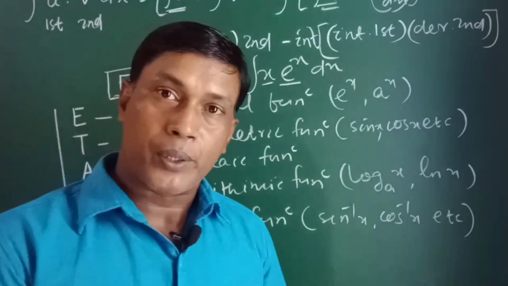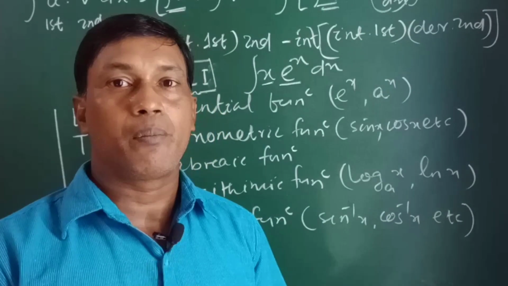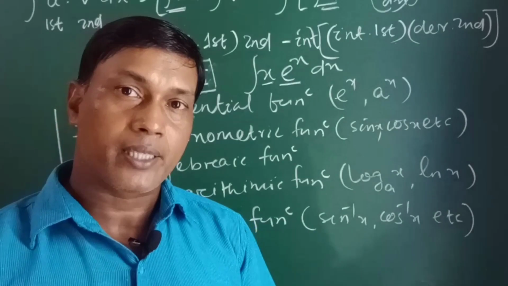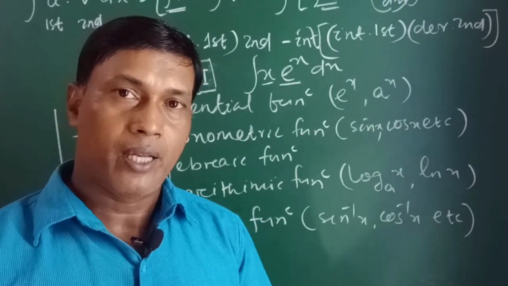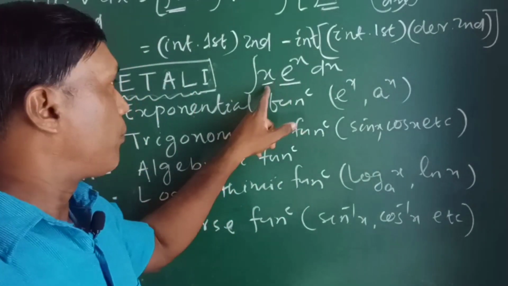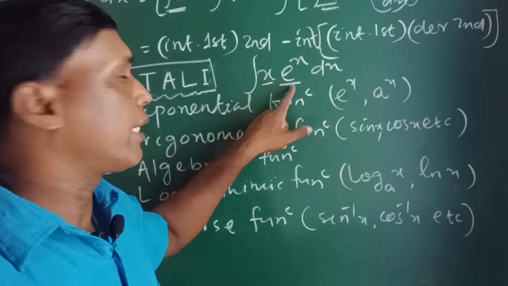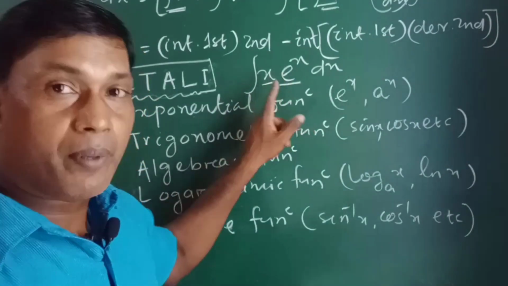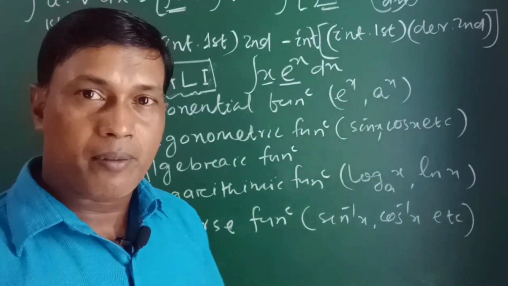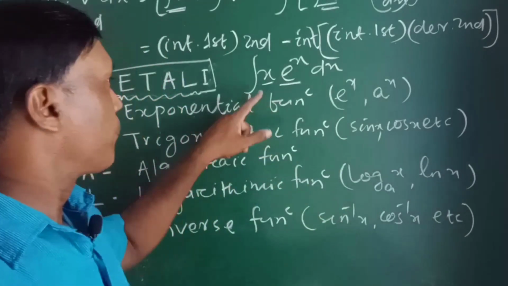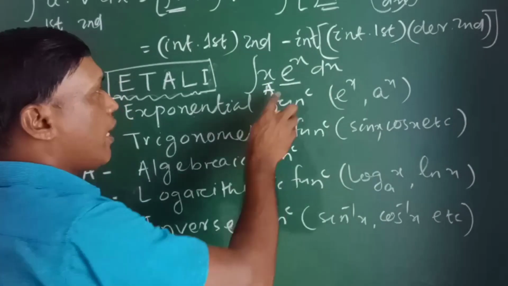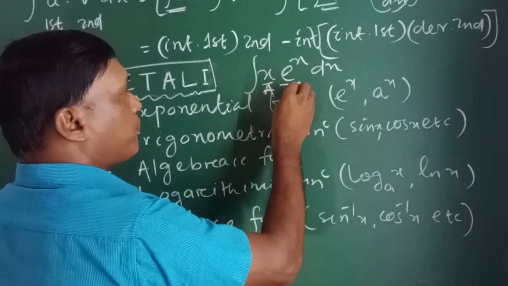But in order to apply the by parts rule, we have to choose which will be the first function and which the second function, because we have to integrate the first function and differentiate the second function. So which will be the first function? We have to see which comes first. It is not that what is given first is the first function and what is given second is the second function. That will not work. We have to check which comes first in the mnemonic, the breakfast idli. So x is an algebraic function and this is an exponential function.